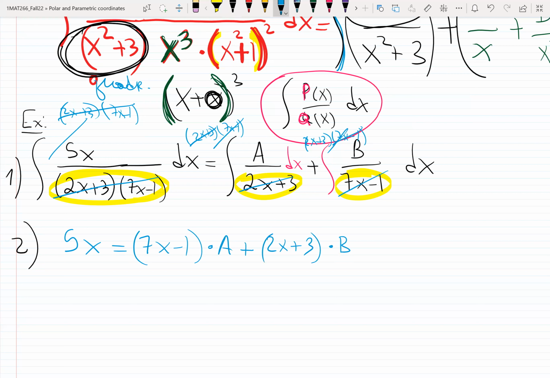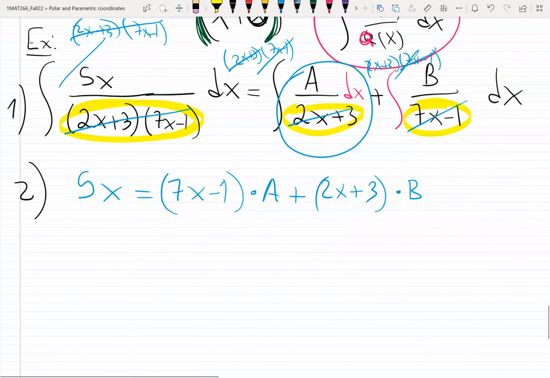So some people mix those up. Which one multiplies by A, which one by B? It's always the opposite one. So it's always not the one that was on the bottom of each other. It's always the other one. Now you need to solve for A and B.